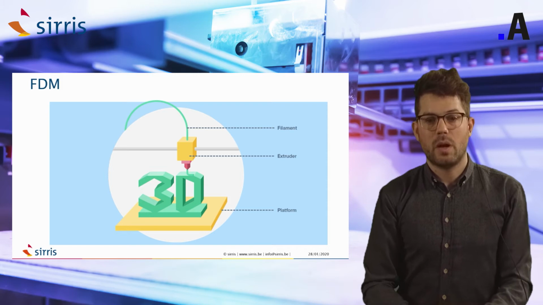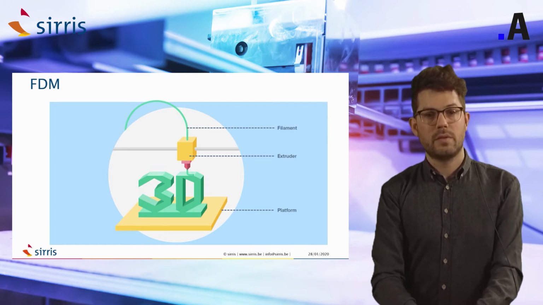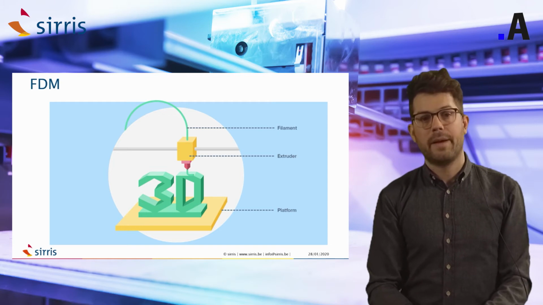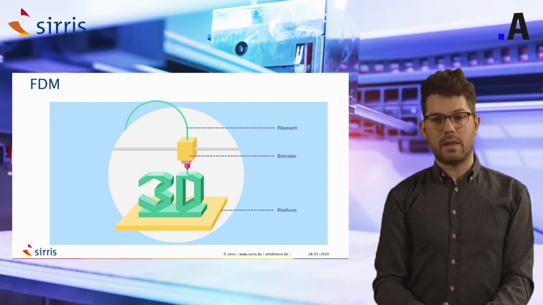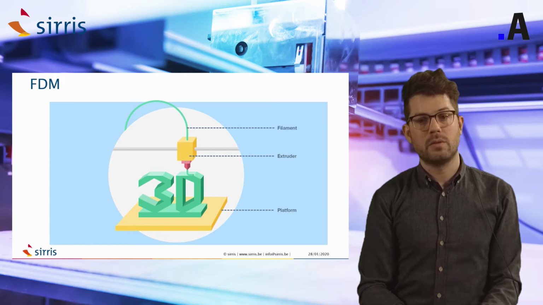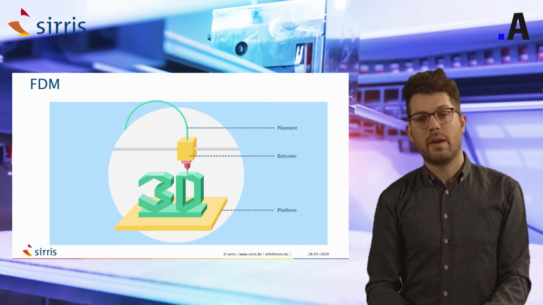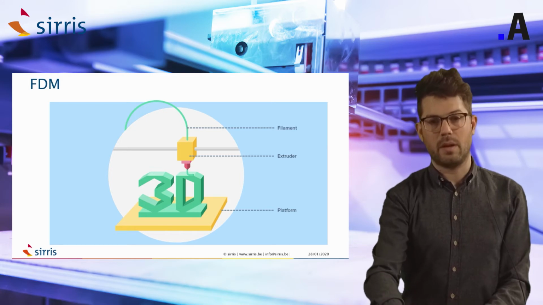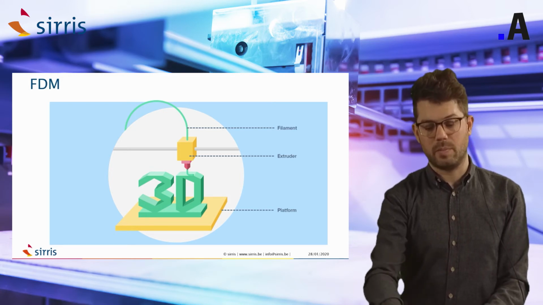Then we come to another polymer technology, fused deposition modeling, maybe the most known technology. With this technology, we feed a polymer filament through a heated extruder. And with this molten polymer, we will print on top of a platform and later on the part itself.